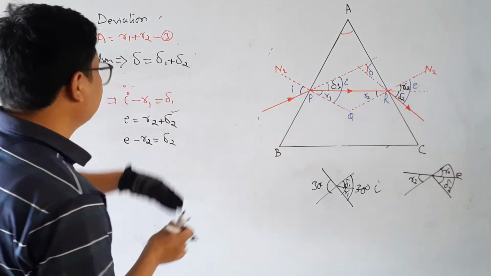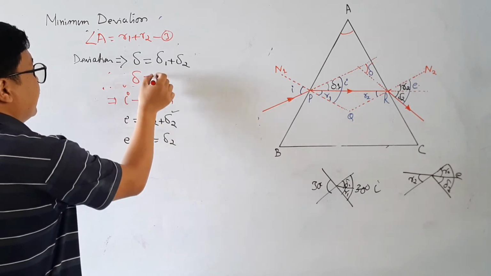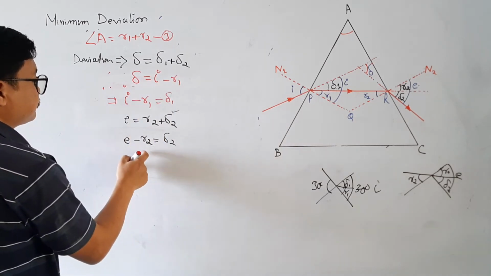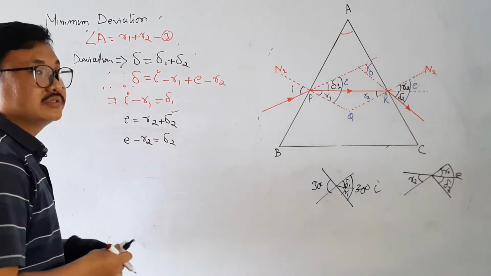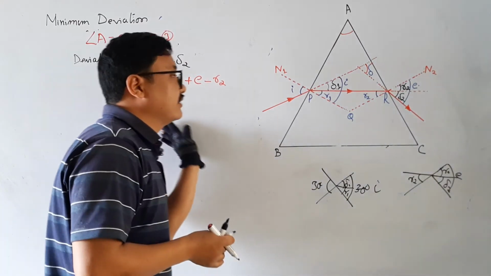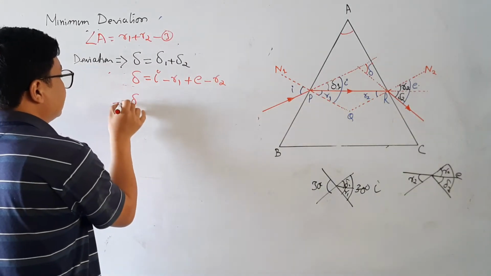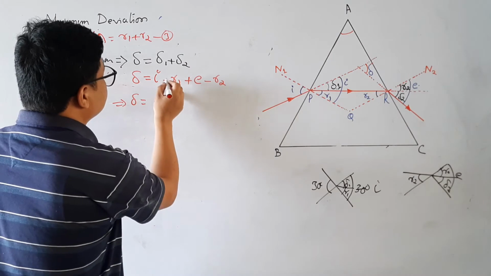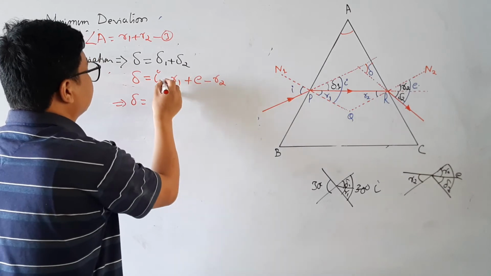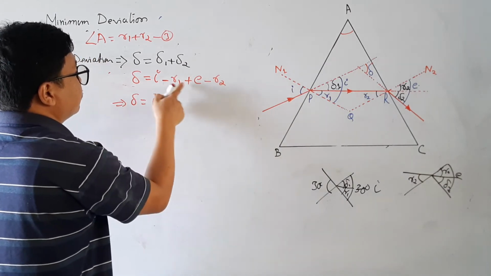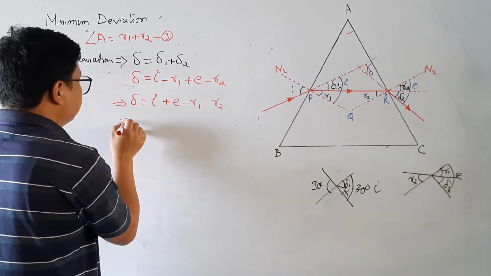Then how much will be the delta again? Tell me. So therefore, in the last step, delta is equal to I minus R1 plus E minus R2. So this could be the easiest derivation that we can have, right? So then delta is equal to, this has to be plus. Okay, not plus, it has to be minus. Oh my god, this is I plus E, then minus R1 minus R2.